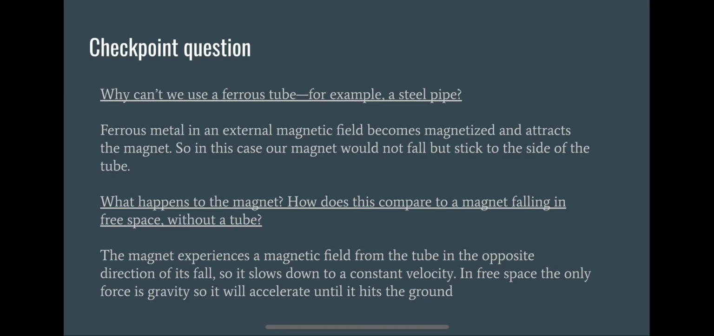We can't use a ferrous tube in this experiment because ferrous metal in an external magnetic field becomes magnetized and has a temporary magnetic field which attracts the magnet. So in this case, our magnet would not fall through the tube but instead stick to the side of it.